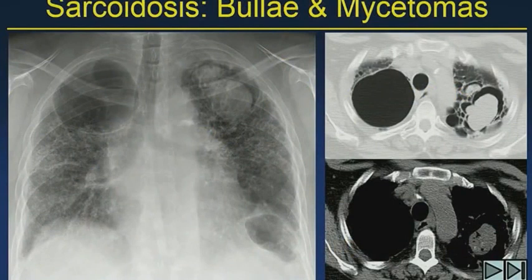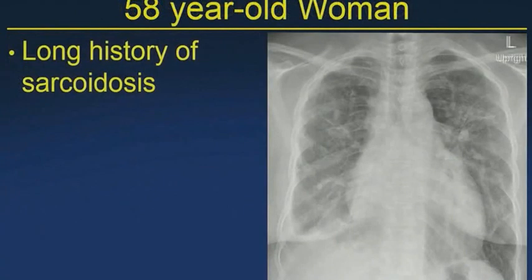So here's a patient with advanced fibrotic sarcoid, very typical perihilar fibrosis pattern, a large bulla in the right upper lobe, several bullae in the left upper lobe with intracavitary masses, seen to better advantage here on the CT scan, where we see two mycetomata here with a little bit of calcification within them.